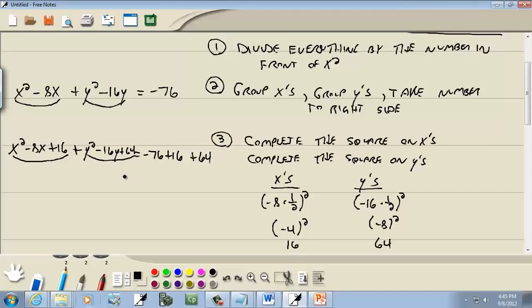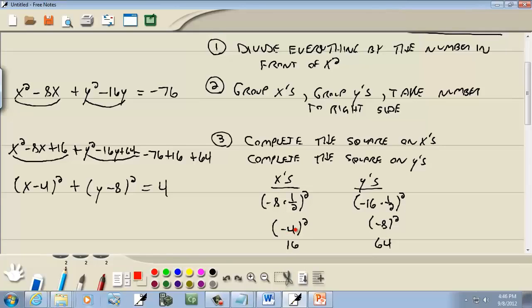And again, I'm grouping those together. Now remember, with completing the square, we're going to factor these now. This factors as (x - 4) squared. And this one factors as (y - 8) squared. And the right side, 80 minus that, gives us 4.